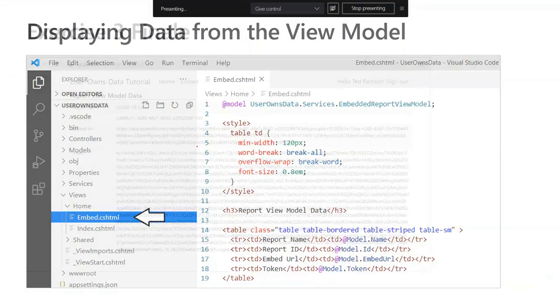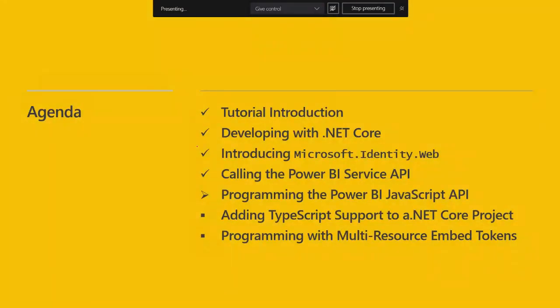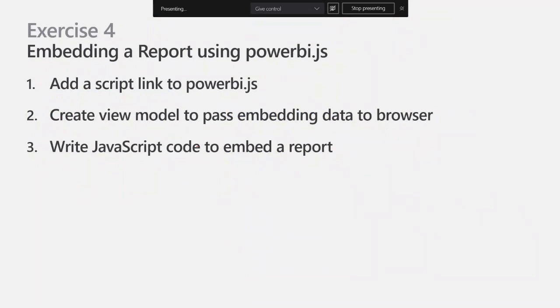Okay, so now we're going to go up into the next part, where we're going to bring in the client-side code and programming the Power BI JavaScript API. When we start working with this, we're going to add some script links, and we have to add one script link to bring in the Power BI JavaScript API, which is powerbi.js. We're going to create a view model to pass the embedding data to the browser, and we're going to write a little JavaScript code to embed a report.